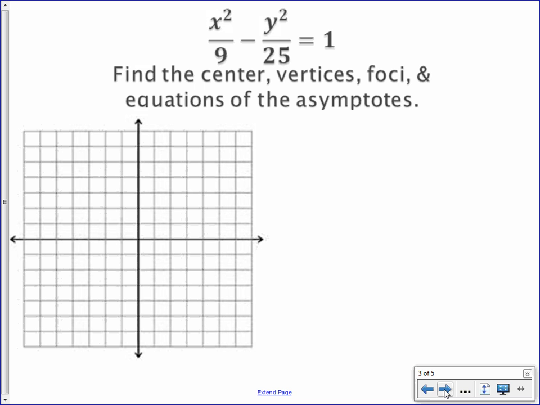X squared over 9 minus y squared over 25 equals 1. Is this going to be a horizontal or vertical hyperbola? It's going to be horizontal. Also, we know it's a hyperbola because we have subtraction between the two squared terms. So this is going to be horizontal because the x squared is positive. Okay, first thing, let's identify the center. (0, 0).